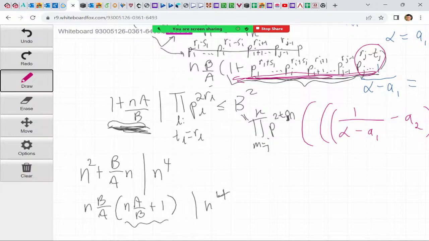How do you get n squared? This divides n squared. Because b over a n is basically your a, right? B over a n, that's a. And you got n squared plus a divided. Oh wait, no, that's n a over b, not b over a. That's not the same thing. True.